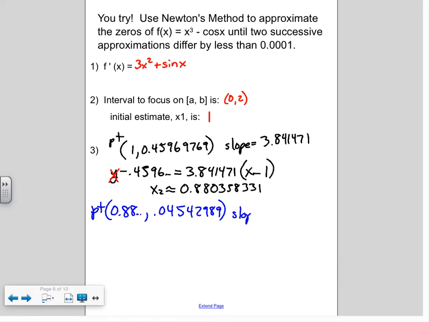And a slope of 3.09605595. Write our equation: y minus the y value, and I'm kind of abbreviating here just for time, equals the slope times x minus the x value. Solve for x.